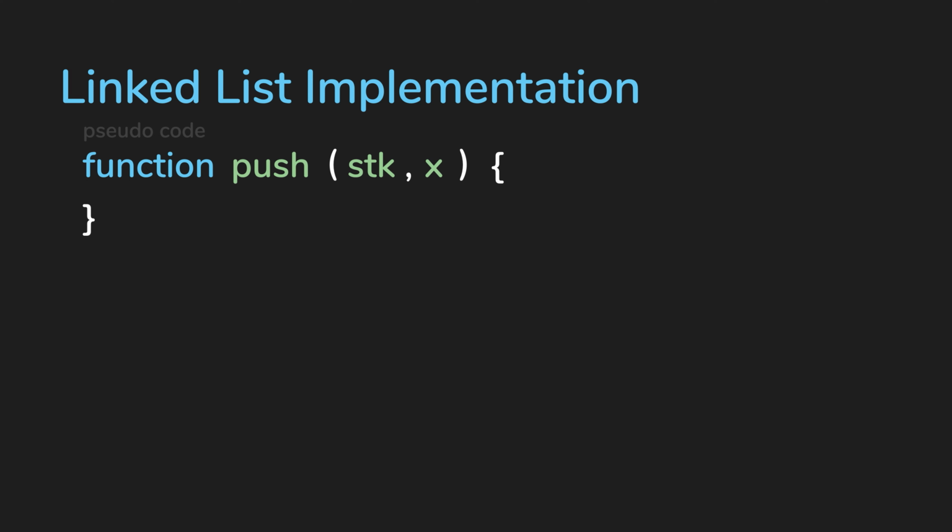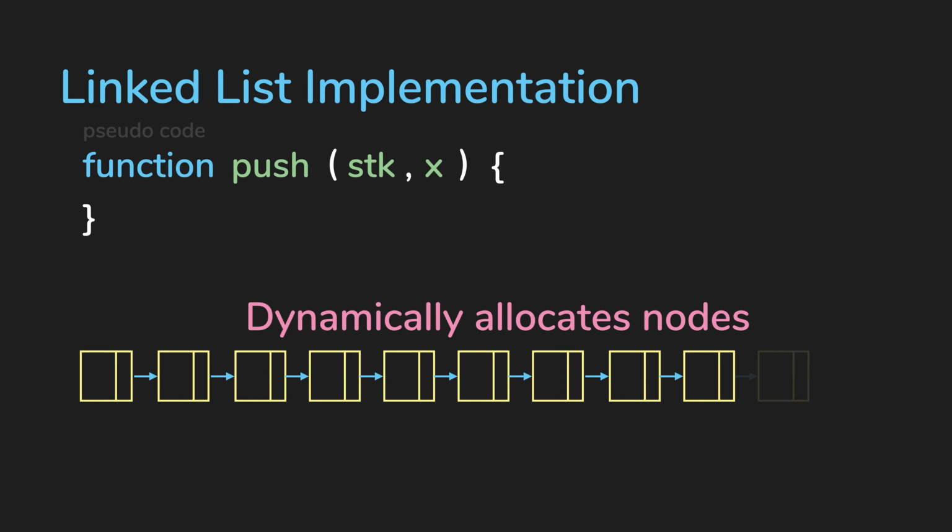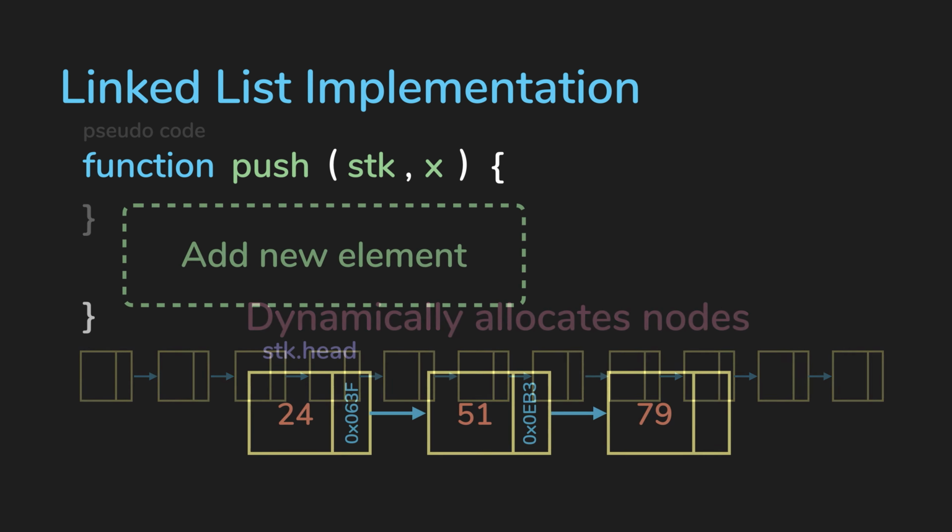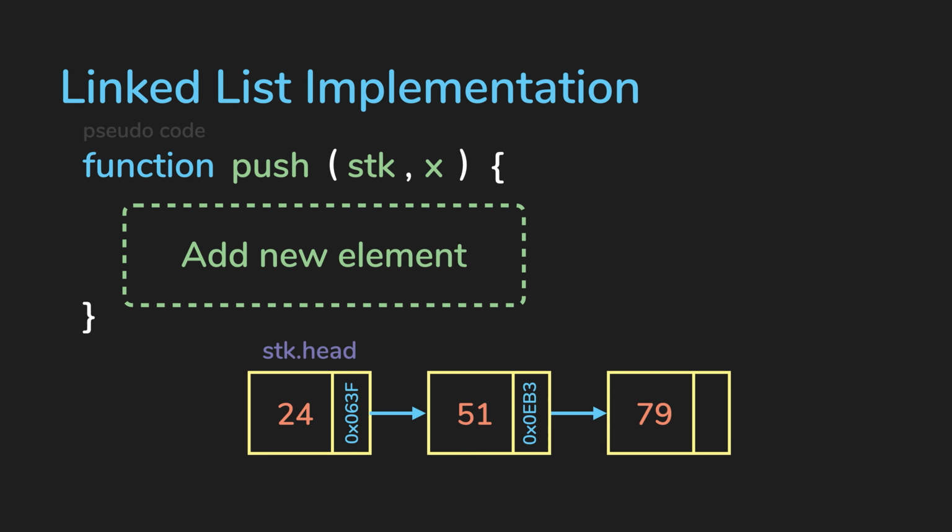The inputs will be the same as the array implementation. We'll take in the stack and the value to add. Unlike the implementation of a fixed size array, we don't need to check if the stack is full or not, because there is no limit to the size of the stack. So we'll just jump right into the part where we add a new element.